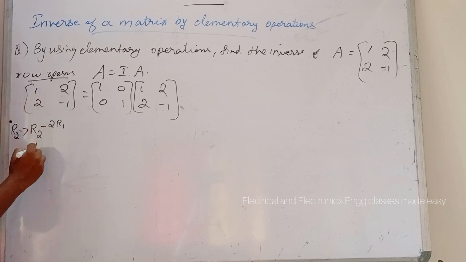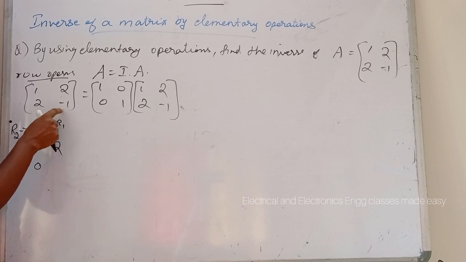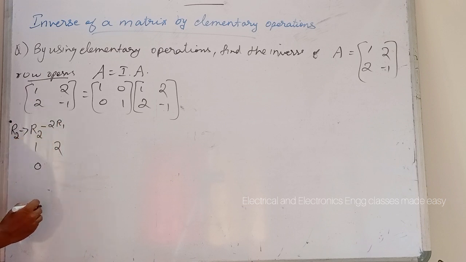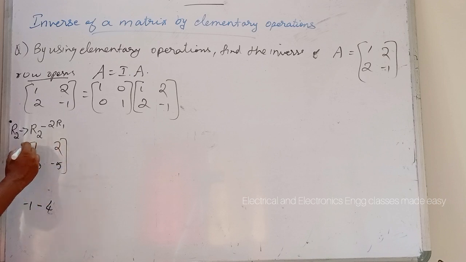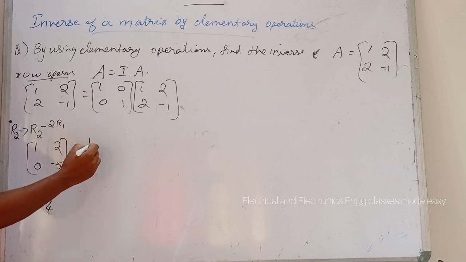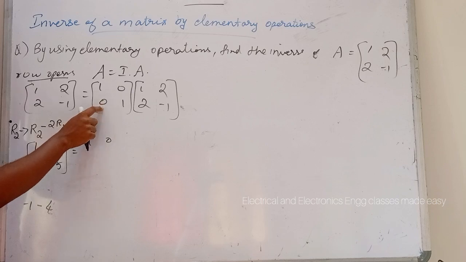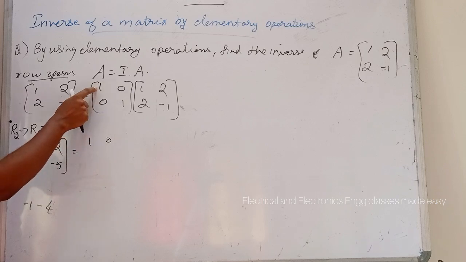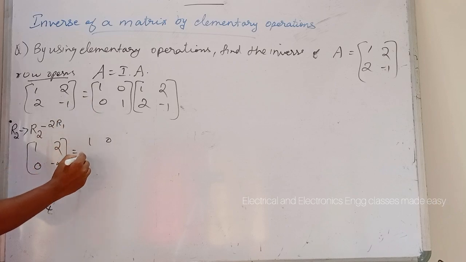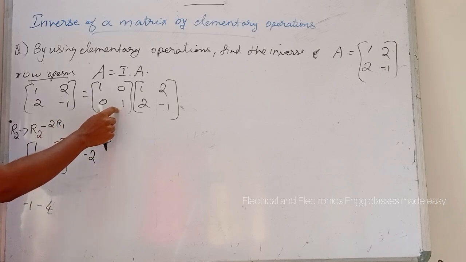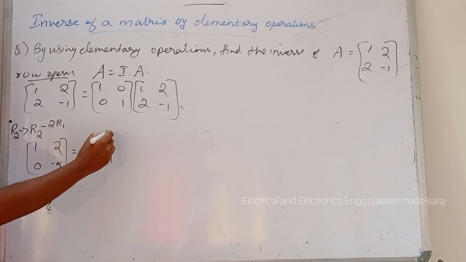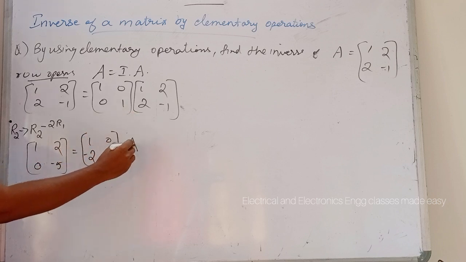The first row is 1, 2, then here we will get 0, then R2 minus 2R1. So here minus 1 minus 2 into 2, that is 4, so here we will get minus 5. Equal to, here this is 1, 0, then this 0 will be 0 minus 2 times this one, so minus 2. Then here also 1 minus 2 times this one, that is 1 itself, and this A is here itself.